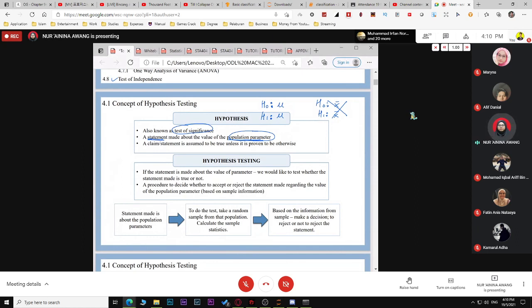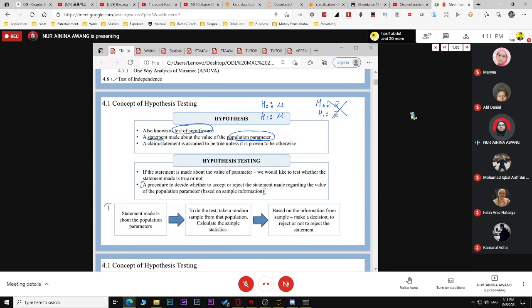Usually hypothesis testing is a method or procedure. So here, if the statement is made about the value of a parameter, we would like to test whether the statement made is true or not. So how? We will use hypothesis testing. This is its meaning: a procedure to decide whether to accept or reject the statement made regarding the value of the population parameter. So these are the steps for how to do hypothesis testing, roughly.